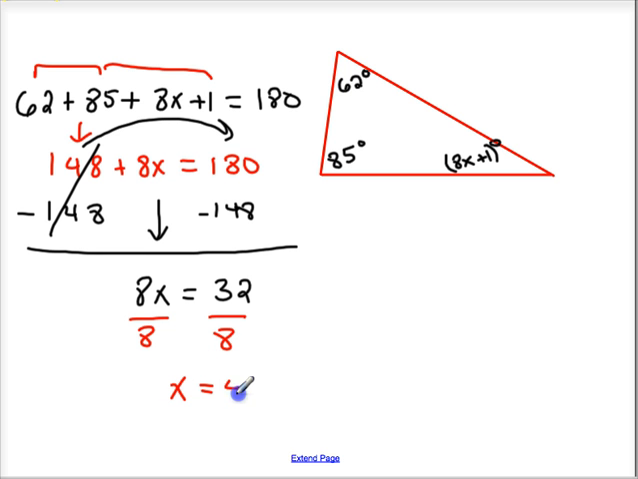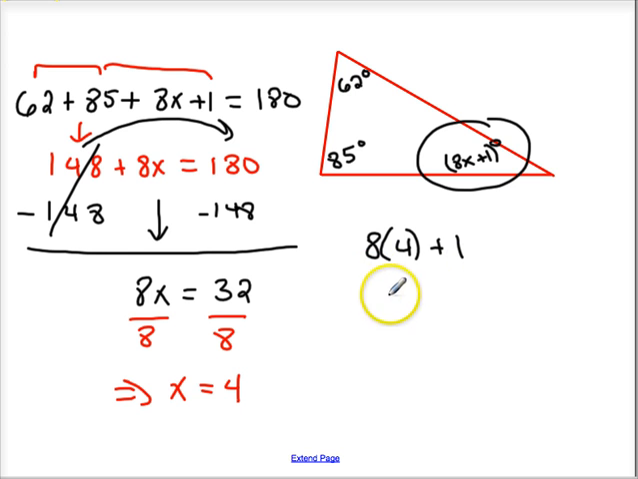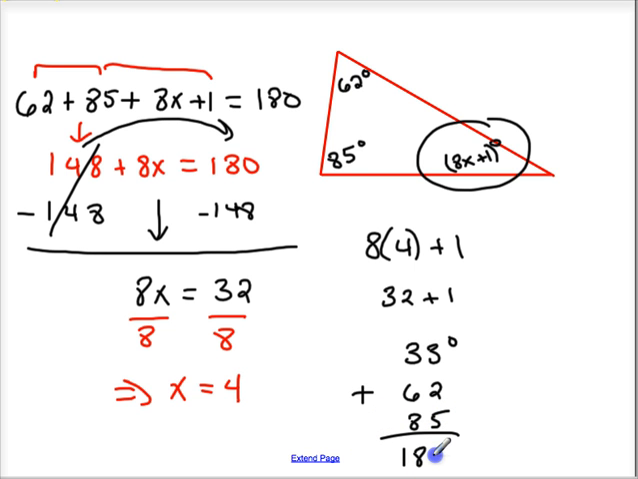X equals 4. Again, that does not represent the degrees of the angle. We just solve for x. Let's go back into our angle, 8x plus 1, and plug in for x. So 8 times 4 plus 1, 32 plus 1, we get an angle of 33 degrees. And again, you can check your work by adding all the angles together, and you should see that you get a total of 180 degrees. So these two examples are solving for the missing angle within the triangle.